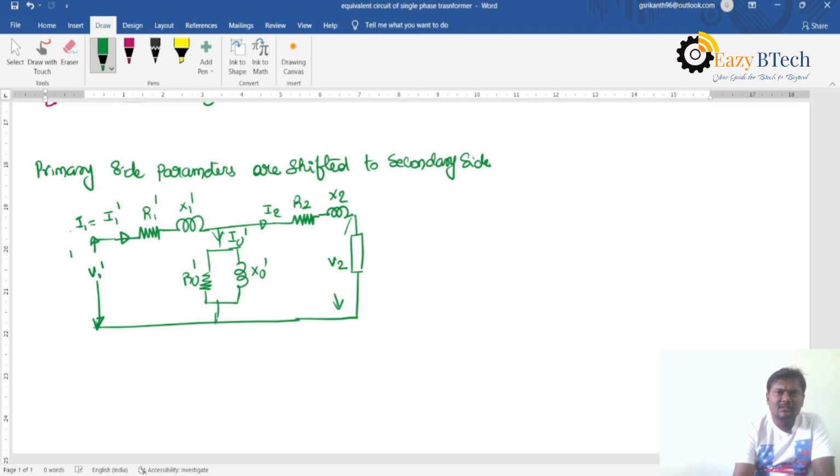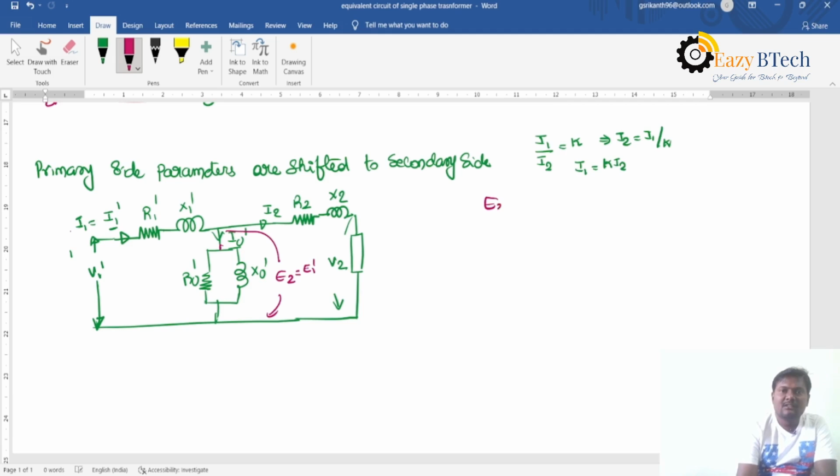I1 dash is equal to, we have a relation, right? I1 by I2 is equal to K, so I1 is equal to K into I2, where I2 is equal to I1 divided by K. See, this E2 is equal to E1 dash. We have a relationship E2 by E1 is equal to K, so E2 is equal to K times E1. This is K times E1.